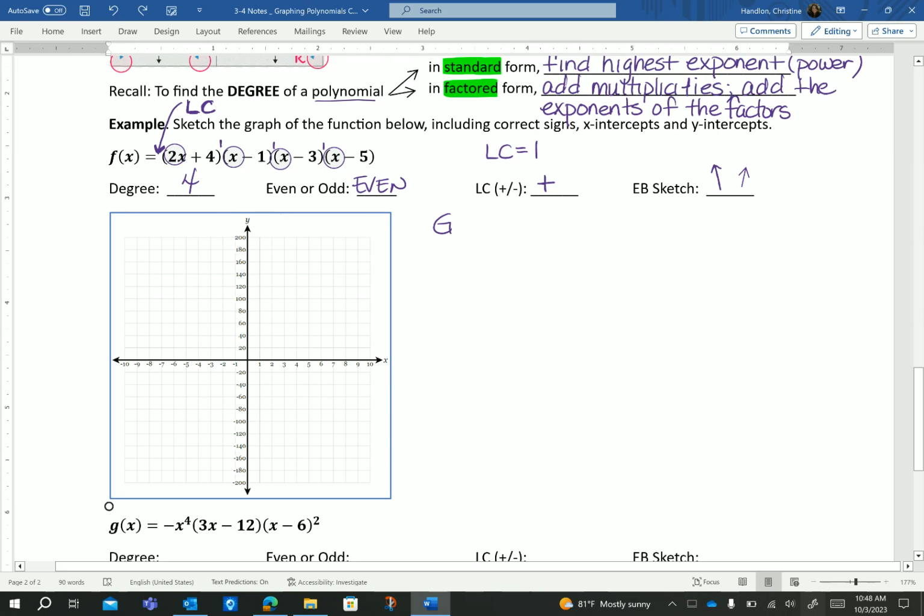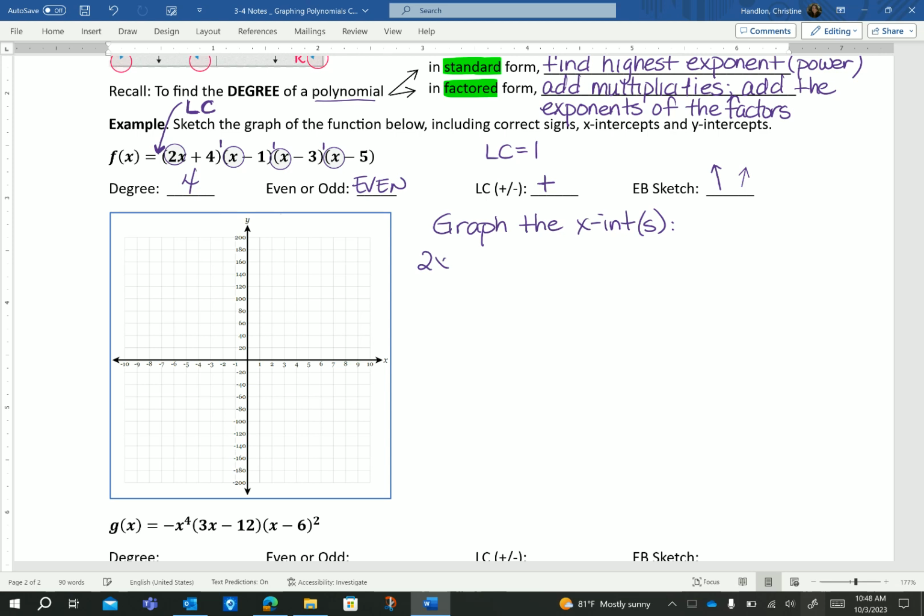And where's my ink to shape? Okay, so let's graph the x-intercepts. So we take the factors, 2x plus 4, set it equal to 0, and we solve. So we subtract 4 on both sides and end up with 2x equals -4. Divide by 2 on both sides and we get x equals -2.